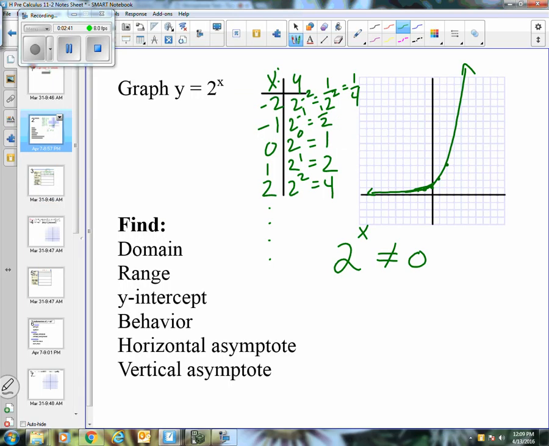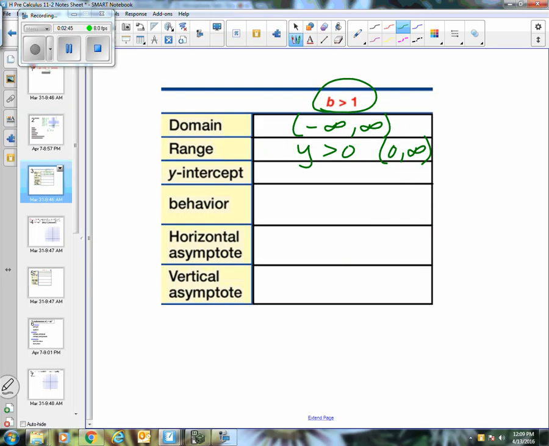Y-intercept, where does this graph cross the y-axis? Right at 1. Now, question: would the y-intercept always be 1 for a parent graph that's exponential? Anything to the 0 power is always going to be 1, so it would be for sure. Every parent graph for an exponential should have a y-intercept of 1.